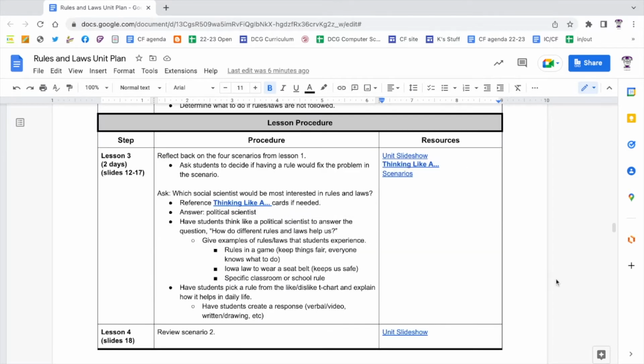In Lesson 3, students look back on the 4 scenarios from Lesson 1, and we can think about if having a rule would have solved the problem in each scenario. Then move on to which social scientists would be most interested in rules and laws. Continue to explore the concept of how different rules and laws can help, like in a game or an Iowa law of wearing a seatbelt. Then ask students to pick a rule from the like and dislike T-chart that was used in the previous chapter and have students create a response as to how it helps in daily life.